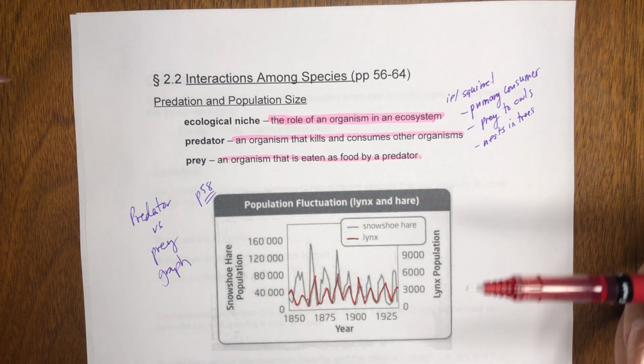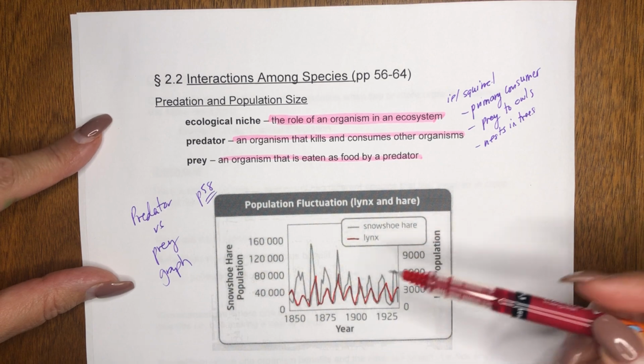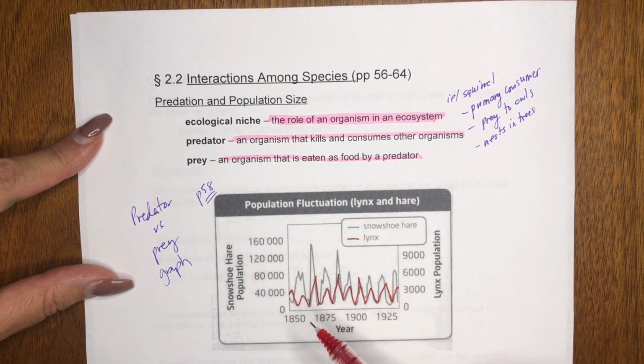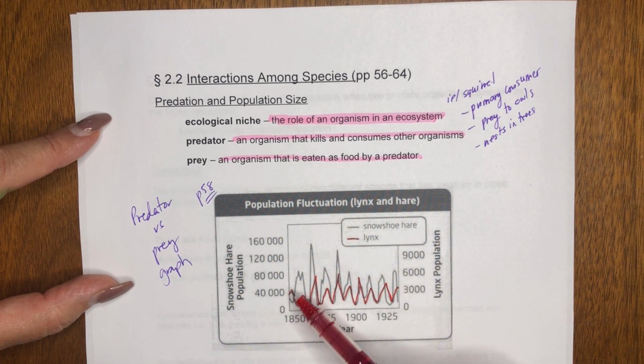So where is bottom-up regulation happening? So we look at the line for the hare, and we see that if you check right here at the very beginning, the line for the hare dips down very low. So then what subsequently happens is, look at this line. The lynx also goes down. Okay, so that's how you see bottom-up regulation happening.